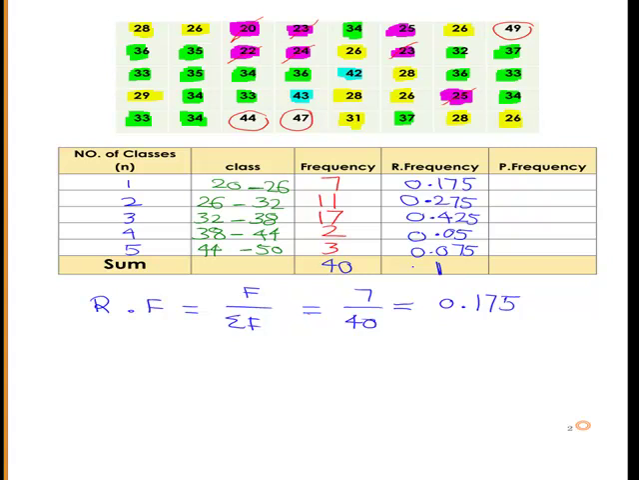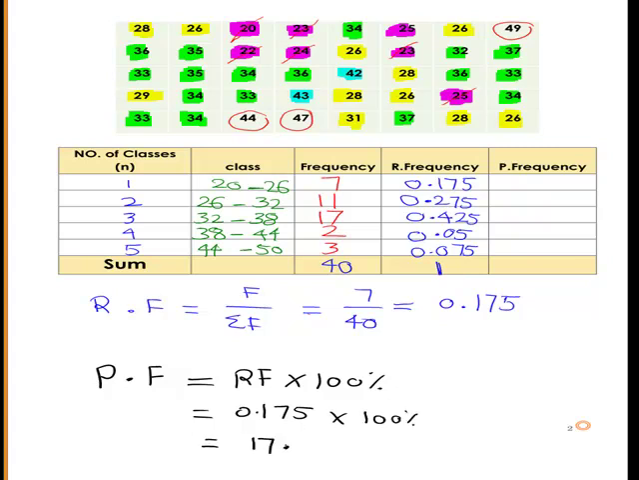Now, what about percent frequencies? Percent, from its name, is a percentage. So I want to represent relative frequencies as percentages. So the percent frequency is equal to the relative frequency for the class multiplied by 100%. So you will end with a percentage. So for the first class, I'm going to apply it only for the first class. So the relative frequency is equal to 0.175 multiplied by 100%. You will end with 17.5%.